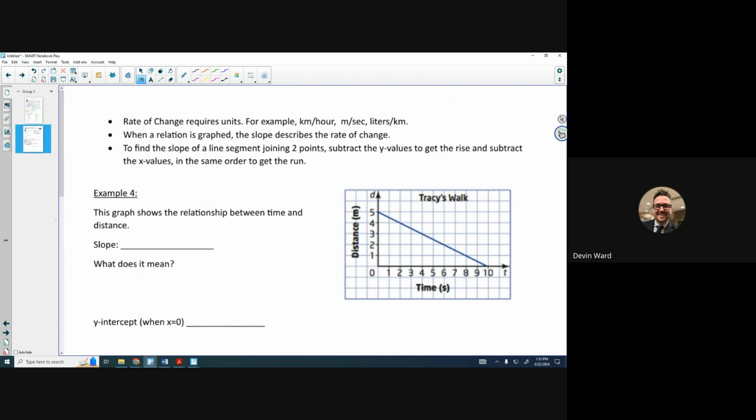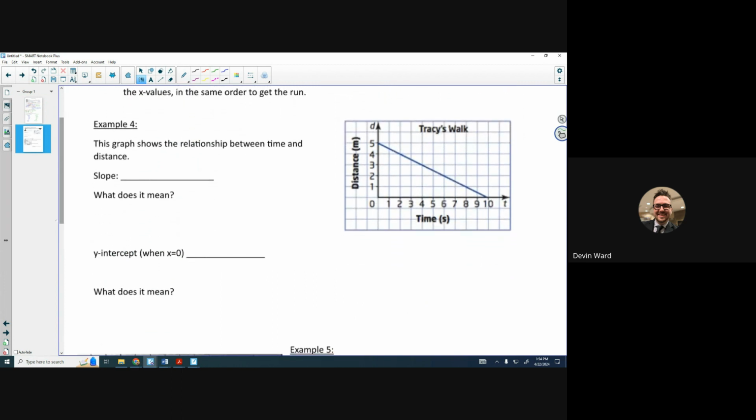So rate of change requires units, okay, because something is changing. So here I have kilometers per hour because my distance is changing with time. Meters per second, again, distance is changing per time. Meters per kilometer, my volume is changing per distance. Okay, so when the relationship is graphed, the slope represents the rate of change. So again, slope is rate of change in these graphs. So to find the slope of a line going through 2 points, subtract the y values to get the rise, subtract the x values to get the run. Okay, so it's going to take 2 points.